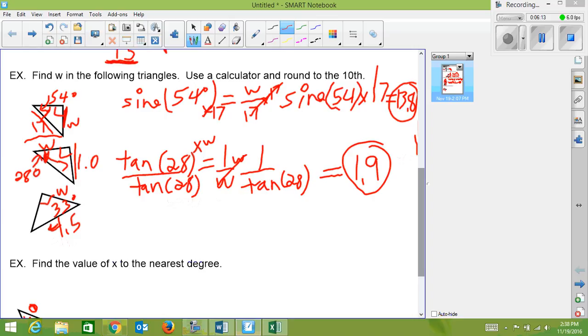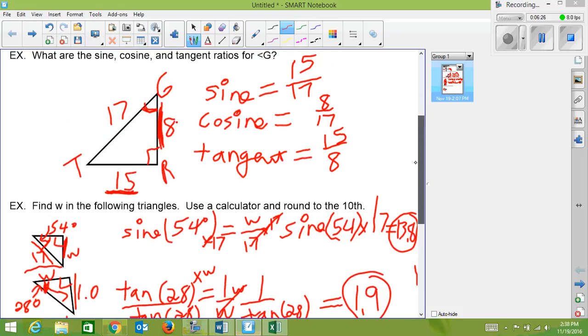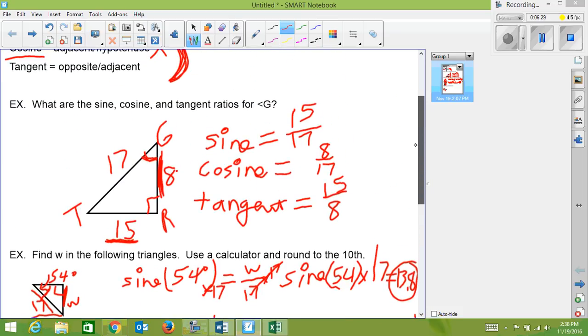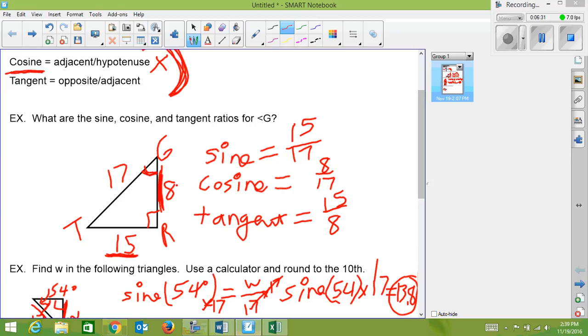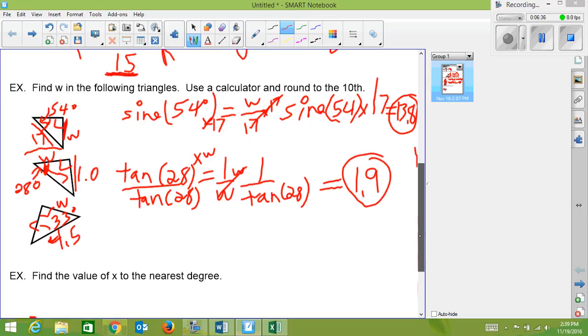The next one, I have a 33-degree angle, and I do not have the opposite one across from that. I don't know that one, which means that I have my adjacent and my hypotenuse. And so if I go back up here and look, adjacent hypotenuse is this cosine. So we know we're going to use cosine for this one. So we're going to do cosine of a 33-degree angle equals your W over 4.5.